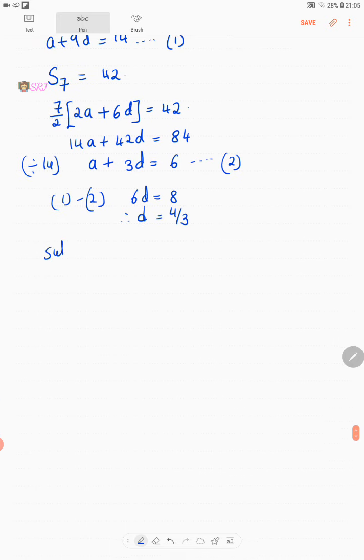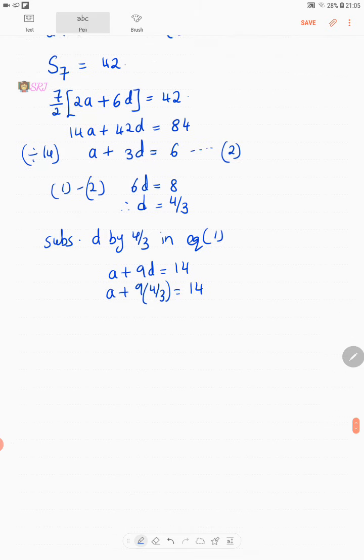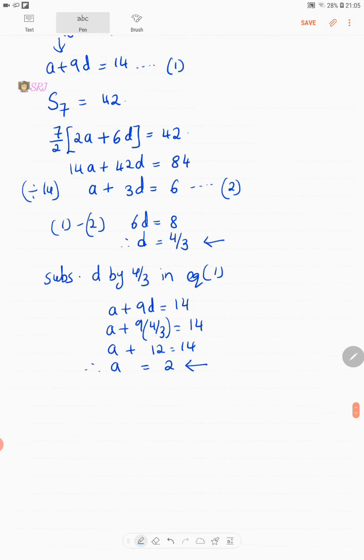Now we substitute d by 4 over 3 in equation 1. We will obtain a plus 9d is equal to 14. A plus 9 times 4 over 3 is equal to 14. So a plus 12 is equal to 14, and then we obtain a is equal to 2. So a is equal to 2, that is the first term, and the common difference d is 4 over 3.